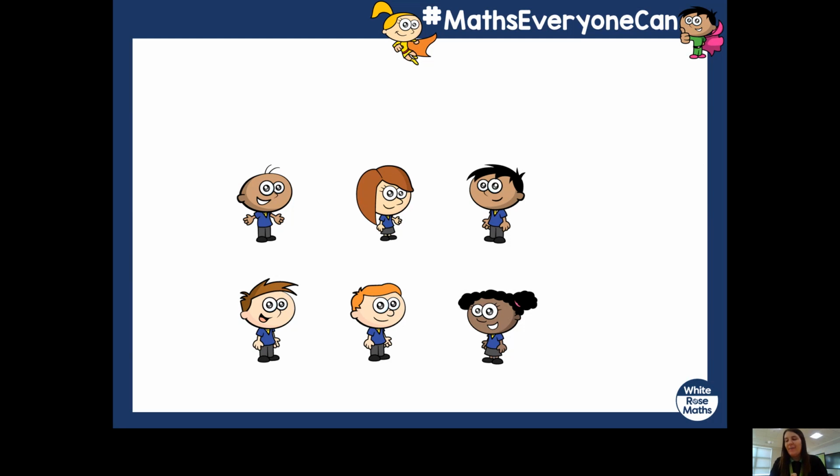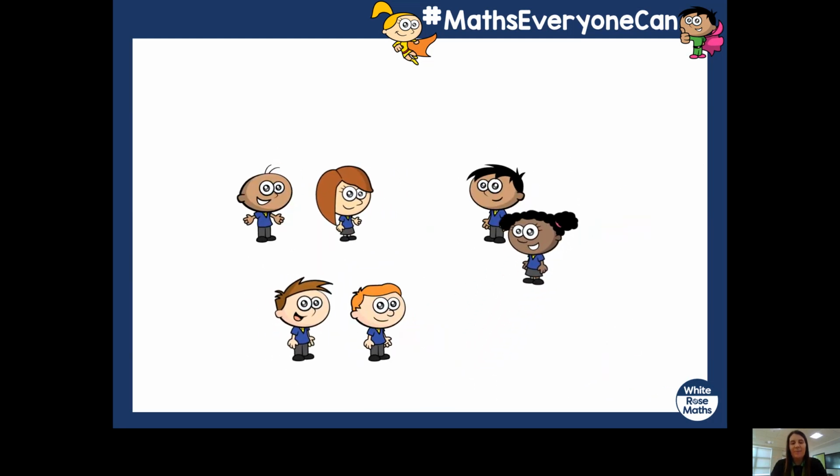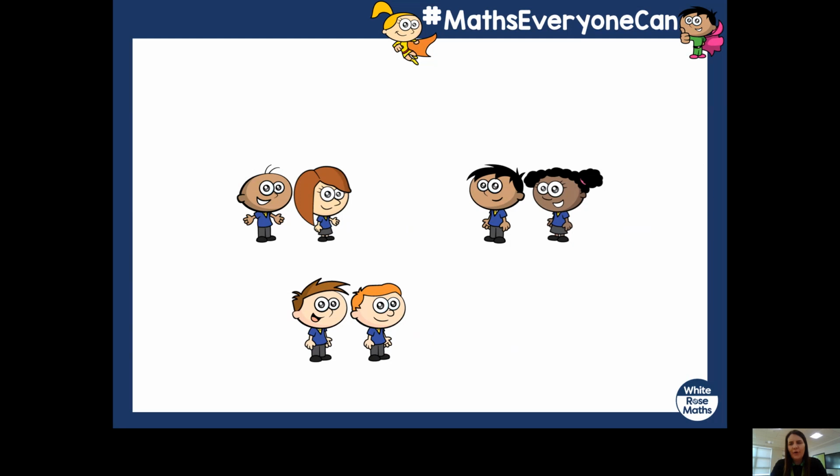Now they are going to play a game. They're going to run around, and when we say stop, they are going to find a pair. So each child needs to find a partner because we need 2 to make a pair. Are you ready? Okay, they're going to run around and stop. Ooh, what do you notice?